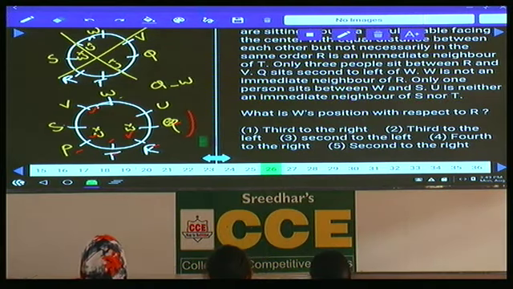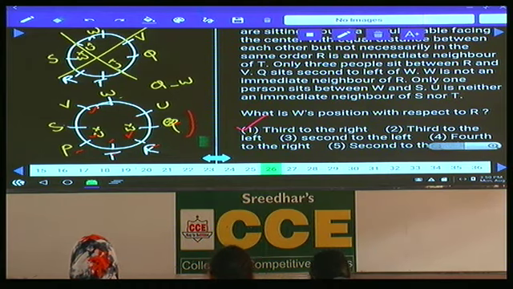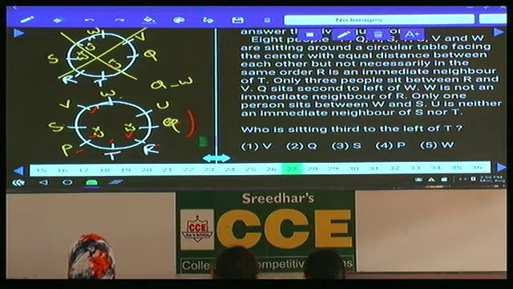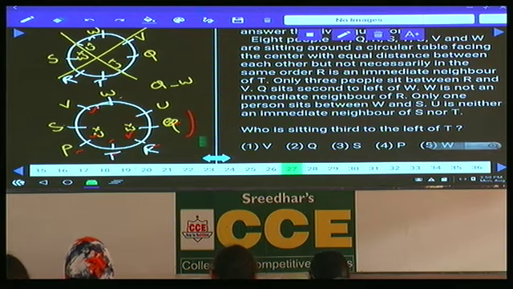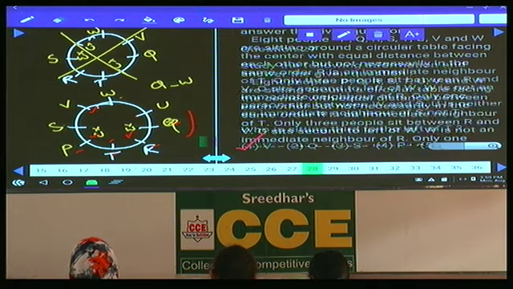Then 26, what is W's position with respect to R? Now W can be either third to the right or fifth to the left. Between these two, what is given here? Third to the right is given, that is choice 1. Then 27, who is sitting third to the left of T? Third to the left of T is V, that is given in choice 1.